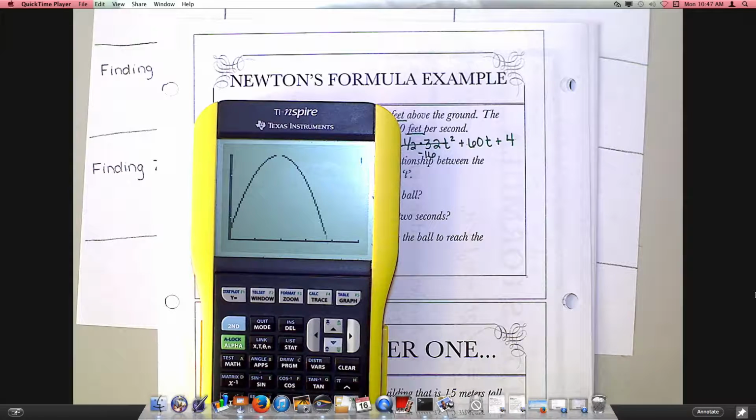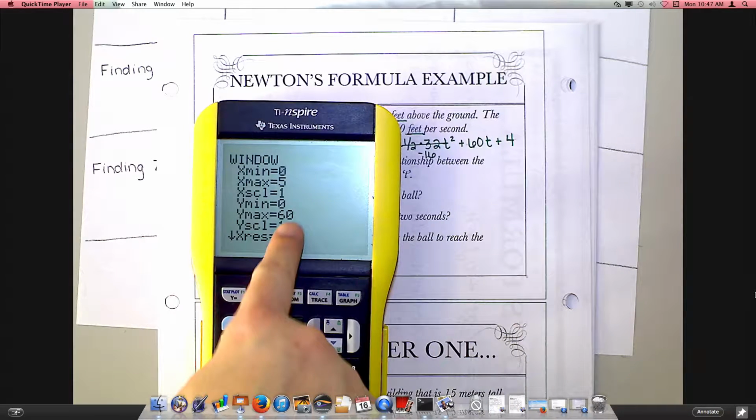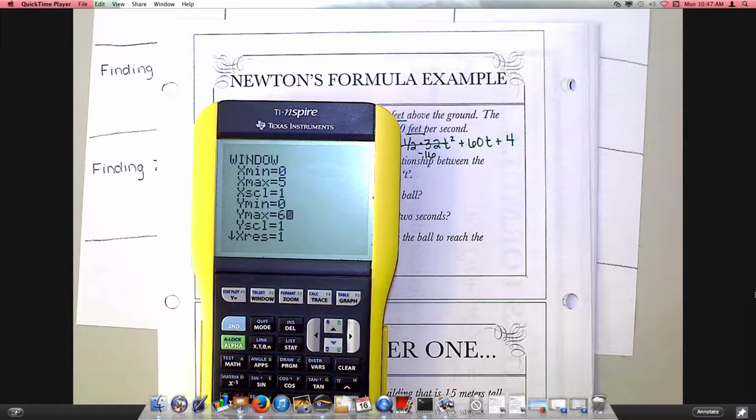Oh, we are very close, but it looks like we're missing just a tiny point up at the top. So we're not going to change the scale. We just want our y values to go a little bit higher. So I'm going to go back to window, and instead of 60, 65. I'm going to go 65, just to give myself a little space.